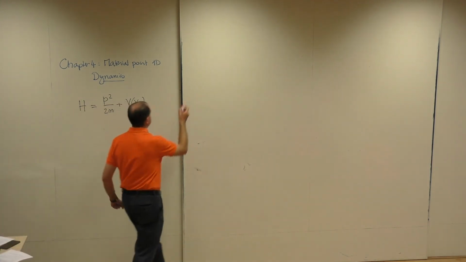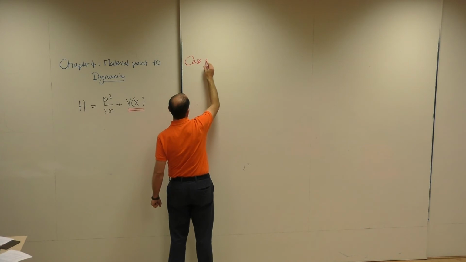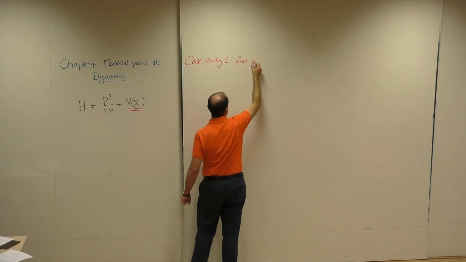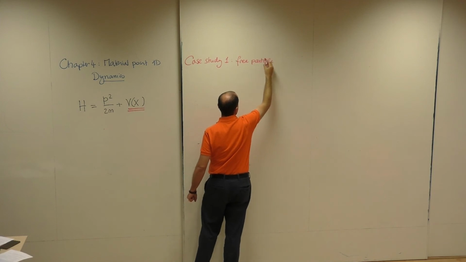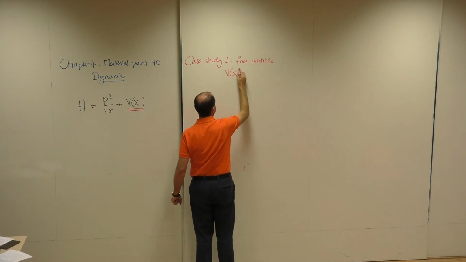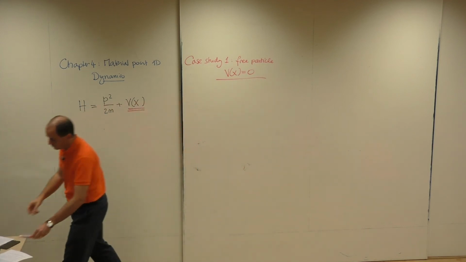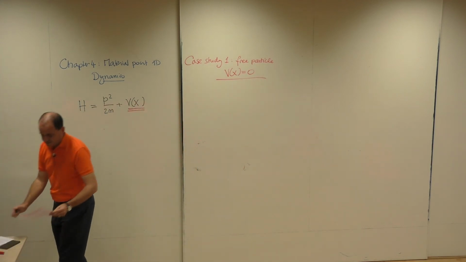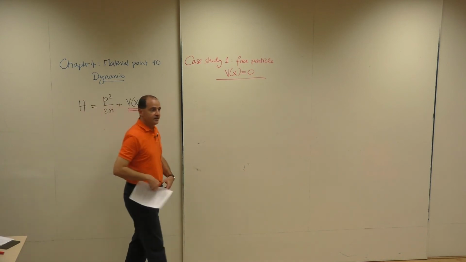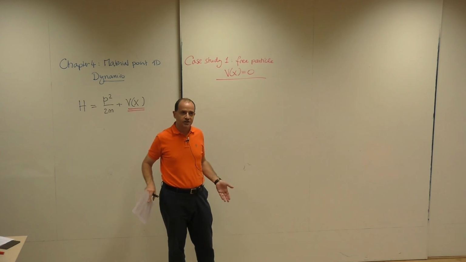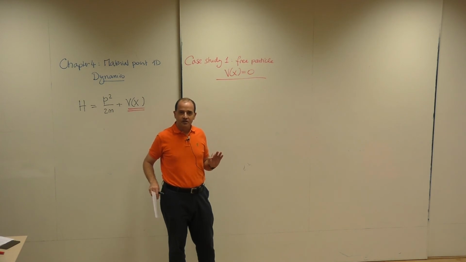So, case study. First case study. Free particle. Definition: V of x is equal to 0. Nothing simpler that you can expect is the particle that is not submitted to any force, any potential, it's just kinetic energy. You know what to expect from classical physics, right? The particle doesn't move.